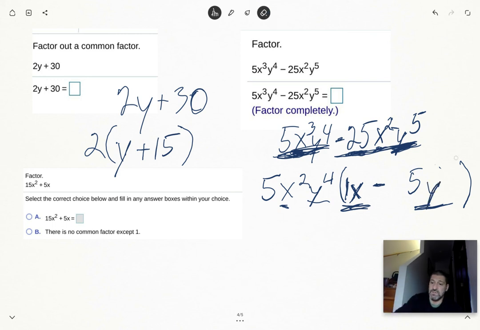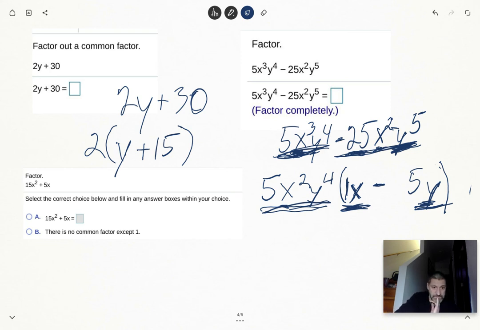So I took out the greatest common factor, which was 5, 2 x's, and 4 y's, and then I saw what I was left with in each term. Okay, let me look at one more example, then I'll wrap this up.